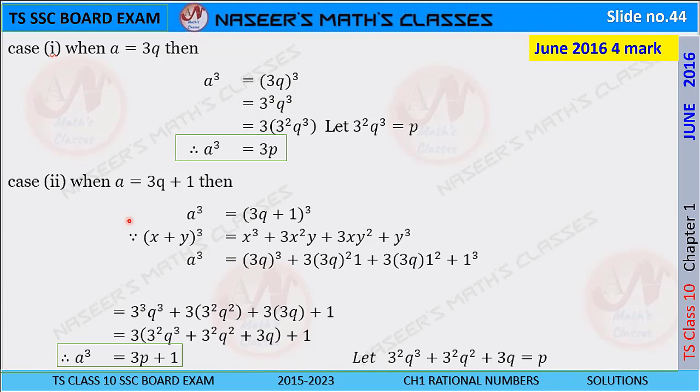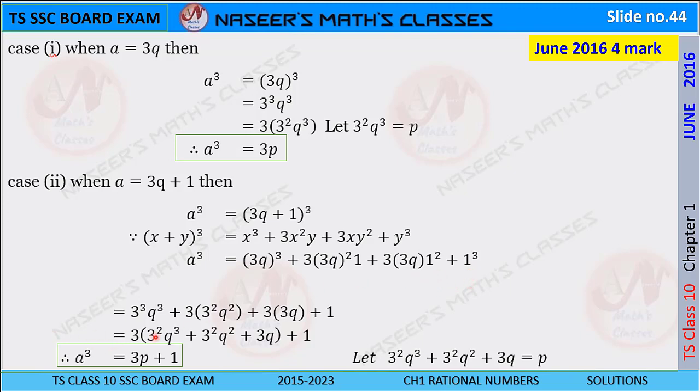Next case 2, when a is equal to 3q plus 1, then a cube is written as a cube is equal to 3q plus 1 whole cube. This is in the form of x plus y whole cube is equal to x cube plus 3x square y plus 3xy square plus y cube. Then RHS becomes 3q whole cube plus 3 times of 3q whole square times 1 plus 3 times of 3q times 1 square plus 1 cube. Here 1 cube means 1, here 1 square means 1.